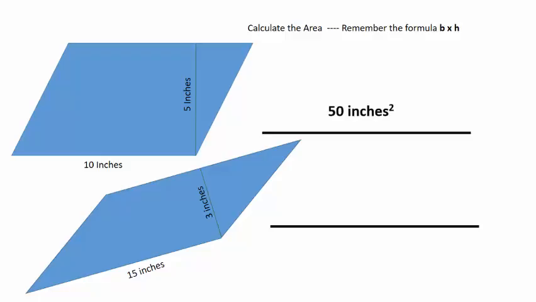Next one, this one's just tipped a little sideways is the only difference. Let's think about that one. We've got 15 inches for a base, I'm sorry, and 3 inches for a height. That's 45, I think. There we go, 45 square inches.